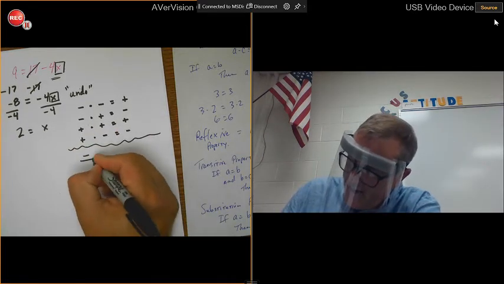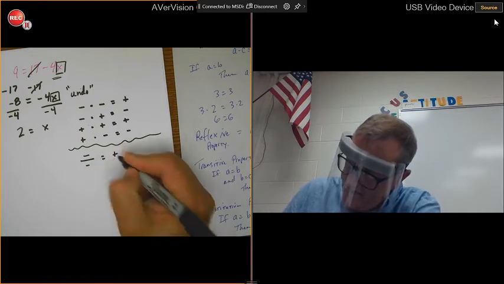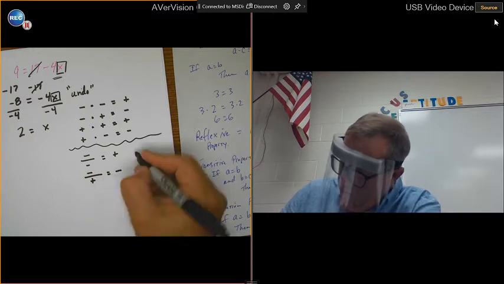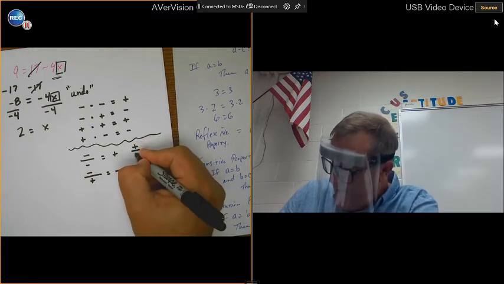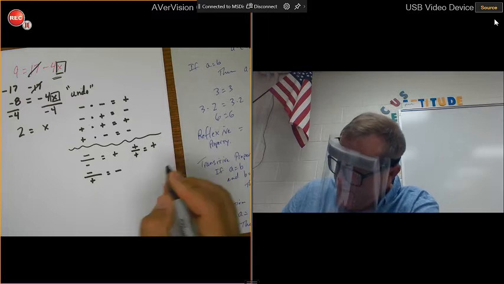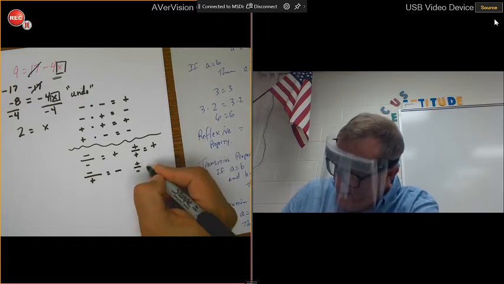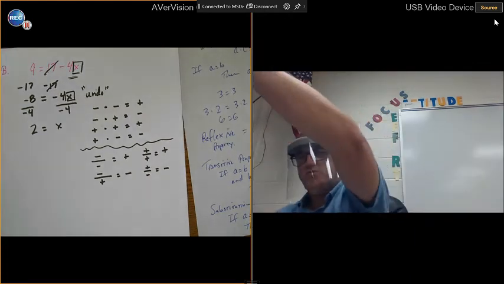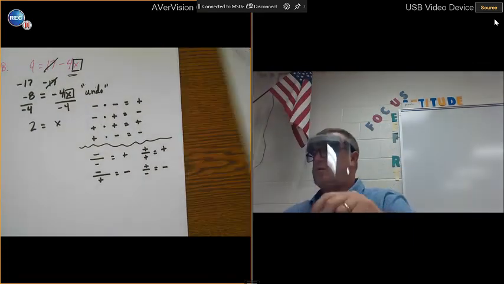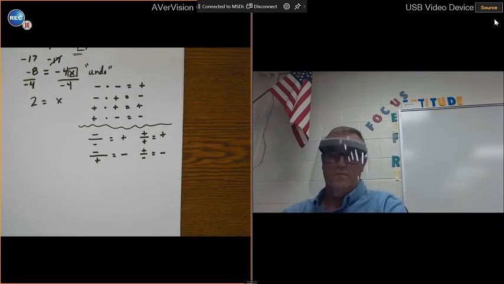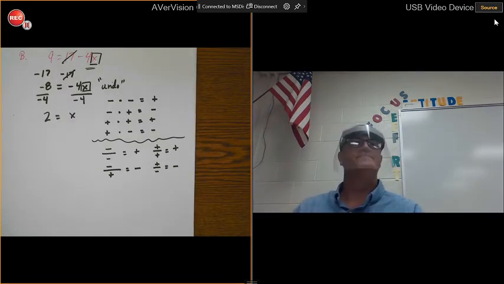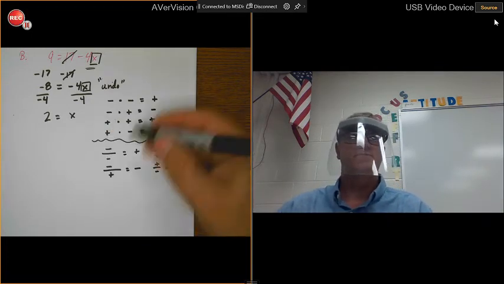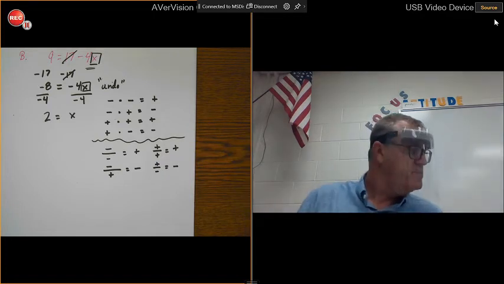Same thing is true when you're dividing. What's a negative divided by a negative? Positive. What's a negative divided by a positive? Negative. What's a positive divided by a positive? Positive. What's a positive divided by a negative? Negative. We're good? Quick Algebra 1 review. All right, let's move on.